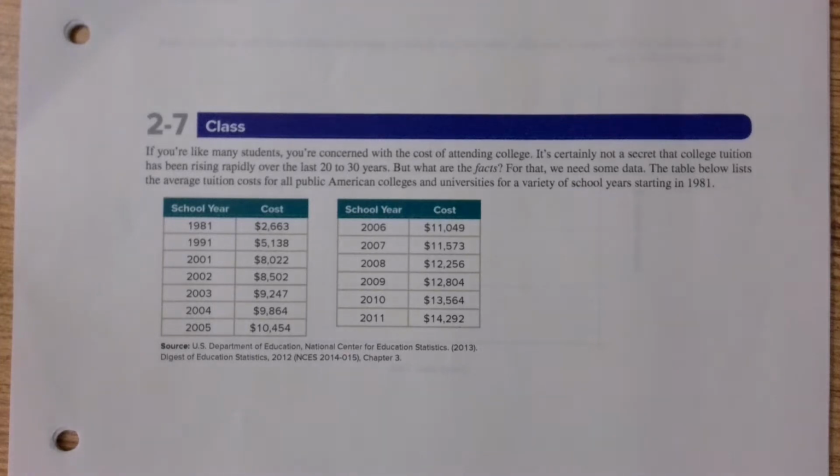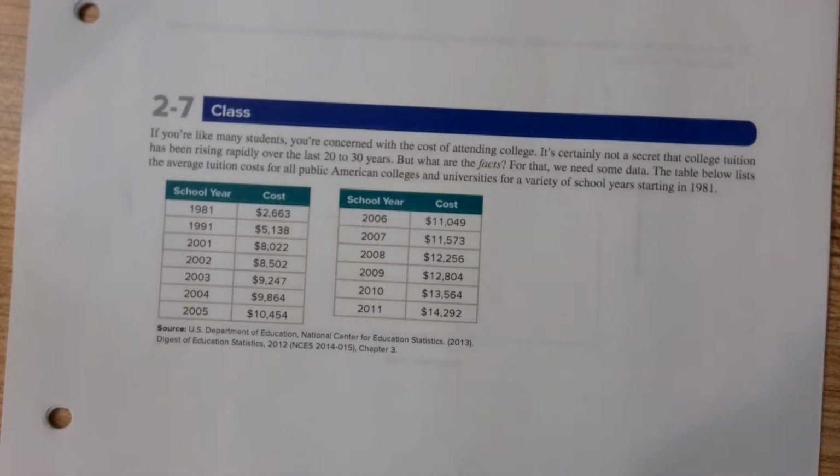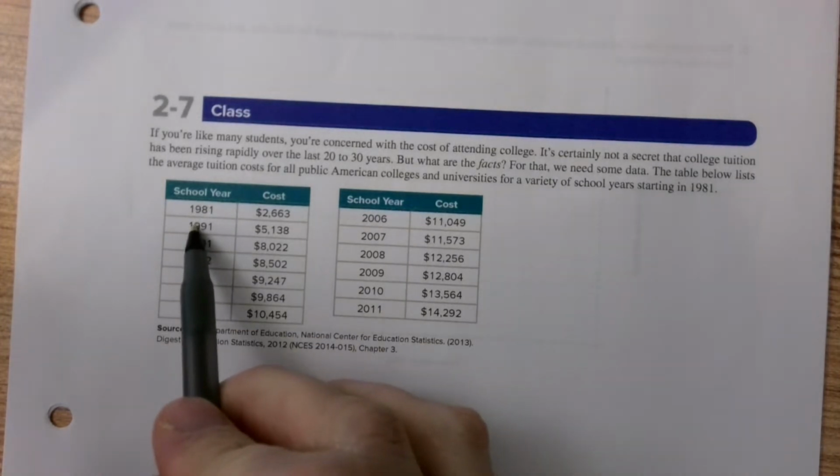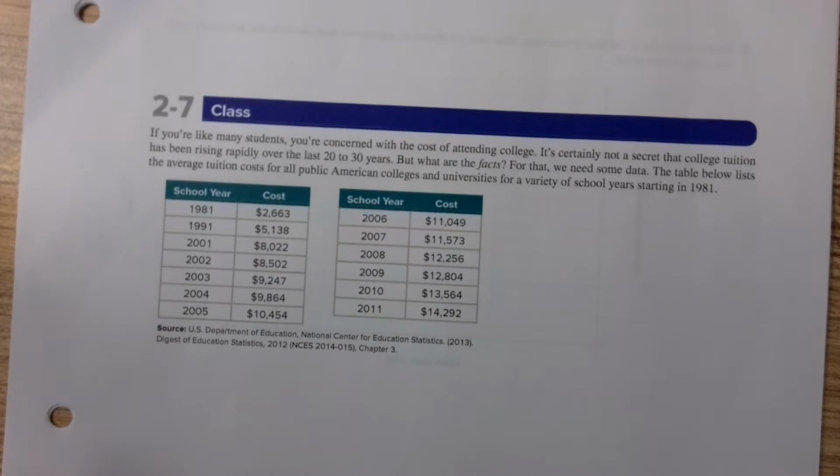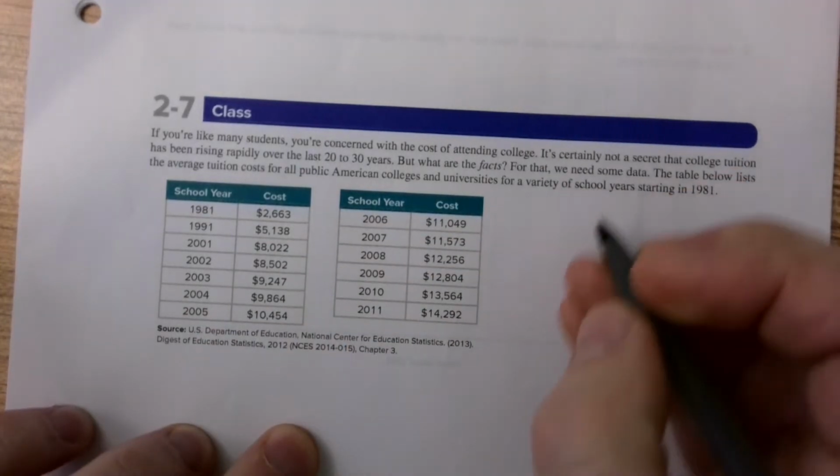The question is whether or not the cost to attend college has been growing linearly or exponentially. We'll take a quick look at the data here. Back in 1981, the average cost of college tuition was $2,663. Now notice what this data includes.